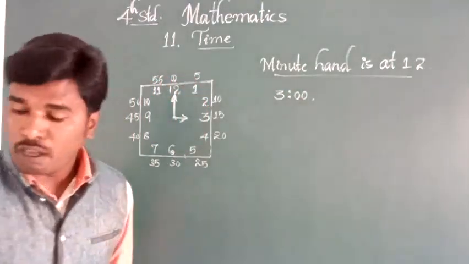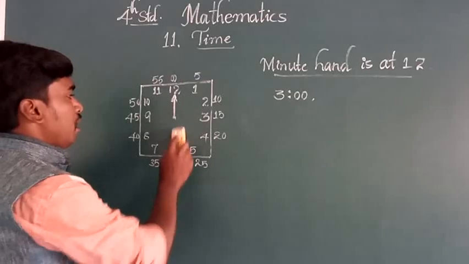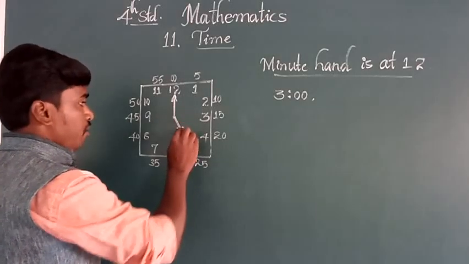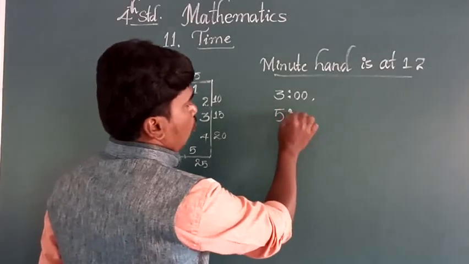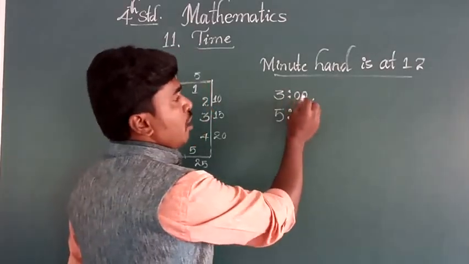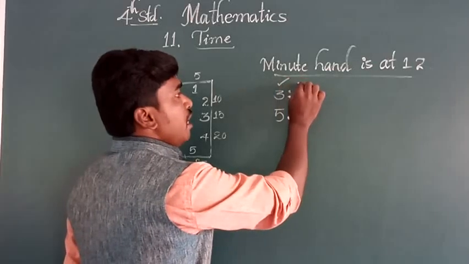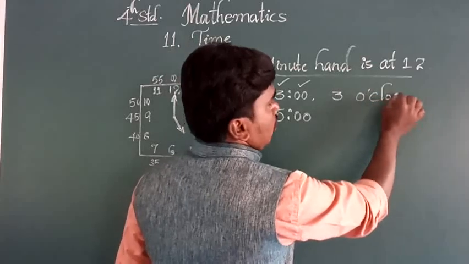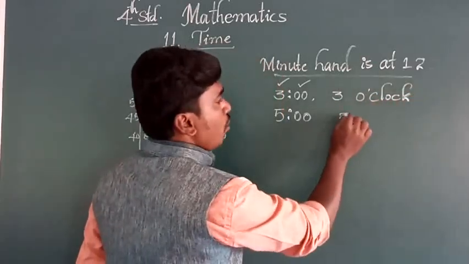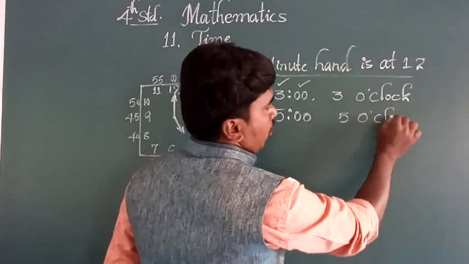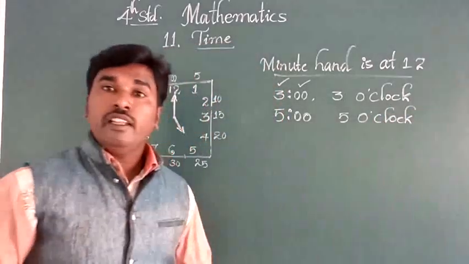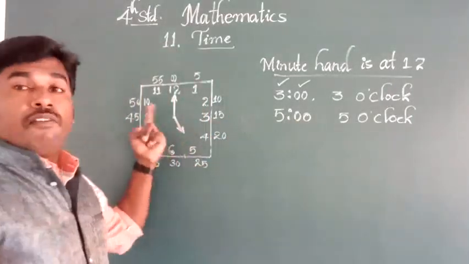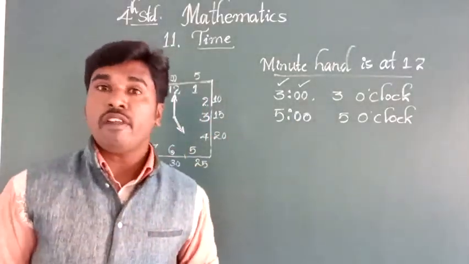Suppose the hour hand is at 5, the time is 5 o'clock. This is the hour, this is the minute. That means 3 o'clock, or 5 o'clock. When the minute hand is at 12, it completes the hour, and the hour on which the hour hand is, that is the time you can read.